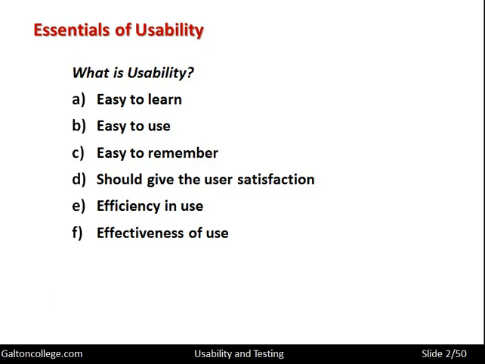And it should give us user satisfaction. It should be efficient as well. It should bring up the information we want in an efficient manner, so we don't have to go looking for information. We don't have to try and interpret where the information could be, or it shouldn't be hidden away. It should be efficient. And there should be an effectiveness of use. It should be an effective site. It should give us the answers that we want. It should give us the insights that we require. It should be effective.